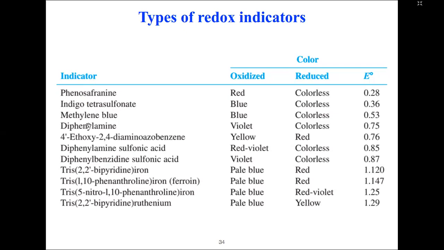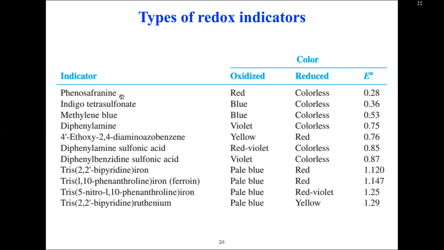So these are the indicators, and they have one color in the oxidized form and a different color in the reduced form, and the E naught value is also known for them. Okay, it is given here. So if you want to use one of the indicators, for example the first one, phenosafranine, then the system you are trying to use it in should have two reagents, with one having a reduction potential less than 0.28 and the other having a reduction potential higher than 0.28. The lower should have a value at least 0.15 less than this one, and the other should have at least 0.15 higher than this value. Then only you can use this indicator.